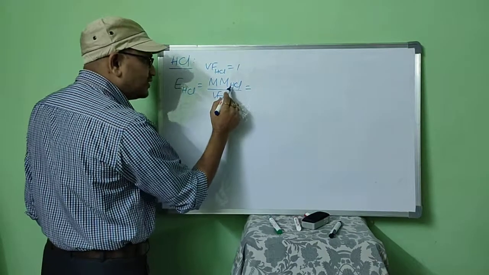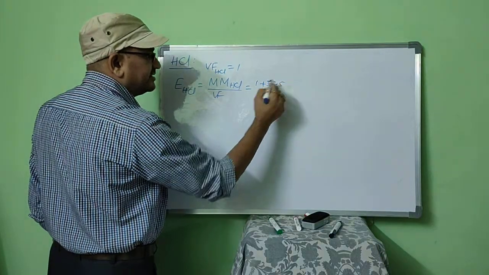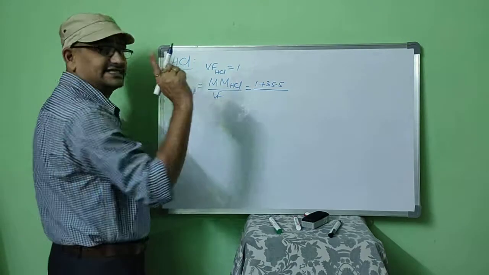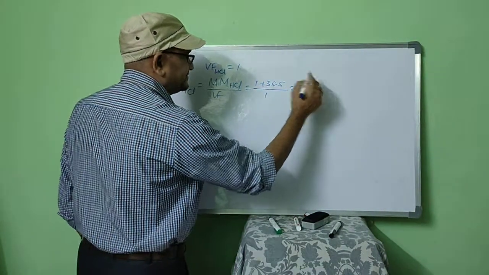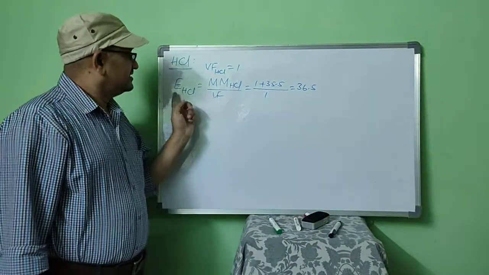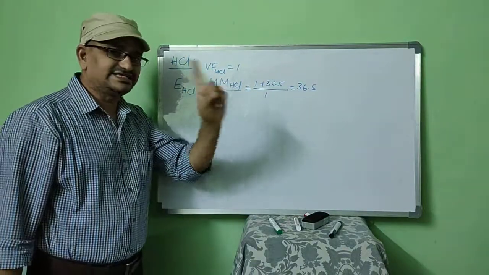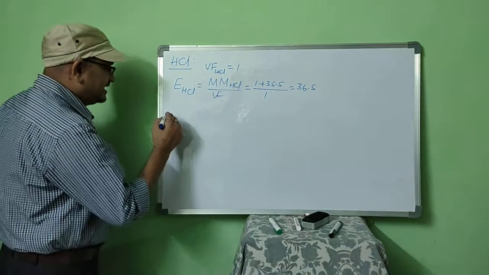Molar mass of HCl is 1 plus chlorine's atomic mass 35.5. By what is valency factor of HCl? Number of replaceable hydrogen is 1. So by 1 it is 36.5. So molar mass of HCl is 36.5. Even its equivalent mass is also 36.5 because valency factor is 1. Now when it comes to another acid, H2SO4.